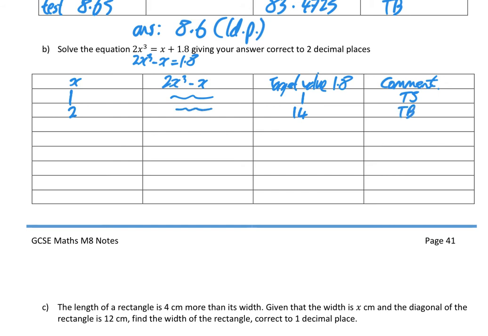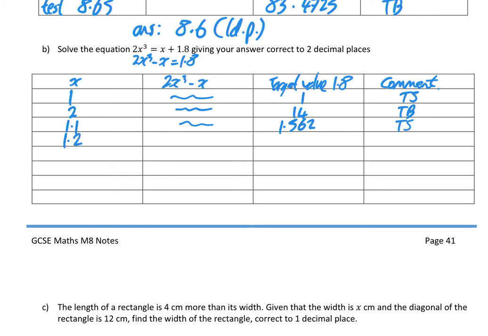So my answer is somewhere in between the two of these. Now, it's going to be closer to the 1 than it is to the 2, because my target was 1.8, and x equals 1 gave me a value of 1, x equals 2 gave me a value of 14, so way too big. So I'm going to go closer to the 1 than to 2. I'm going to try 1.1, and when I did 1.1, it gave me 1.562, which was just slightly too small.